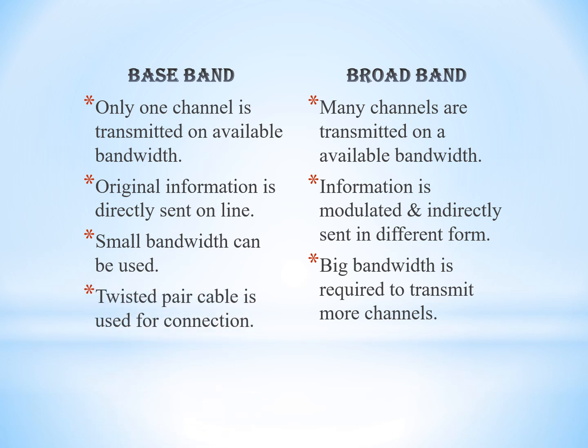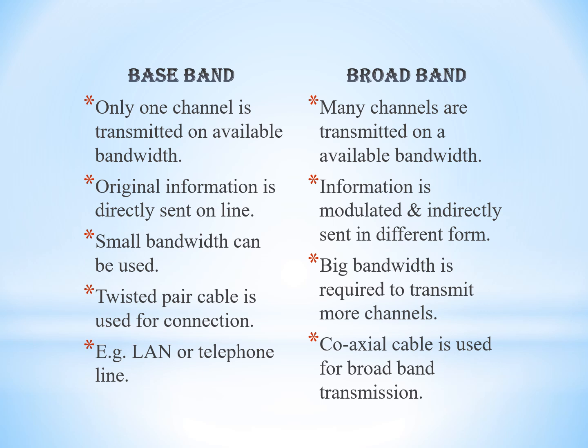Twisted pair cable is used for baseband connection. Coaxial cable is used for broadband transmission. Now, what is a twisted pair and a coaxial cable? We will learn in the types of transmission media. Example of baseband is LAN or telephone line. Broadband is your TV cable. So by this, the concept of band usage has been completed.